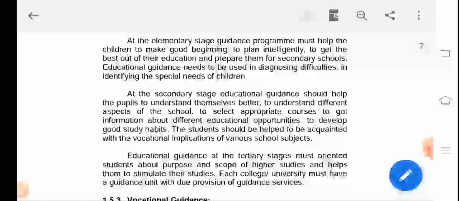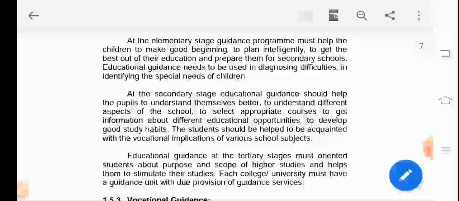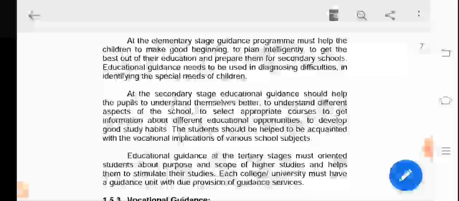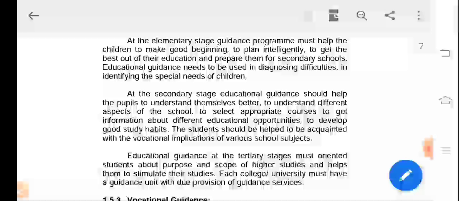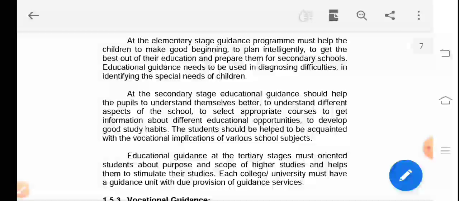Suppose a student is taking home science, whether there is any opportunity in home science with respect to the vocational aspect or not. Or if a student is pursuing mathematics at the secondary stage, how mathematics helps an individual to get a better job. So a wiser choice of appropriate course helps the student at the secondary level through educational guidance.